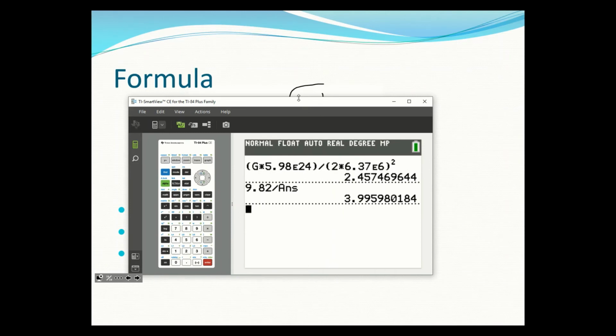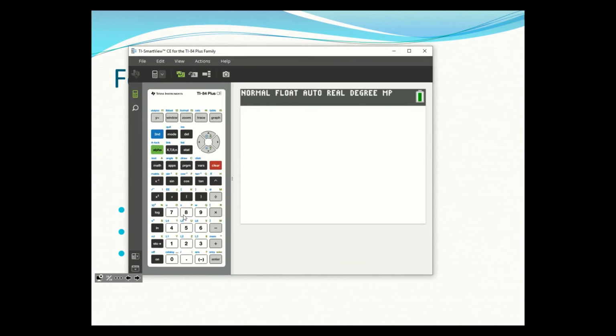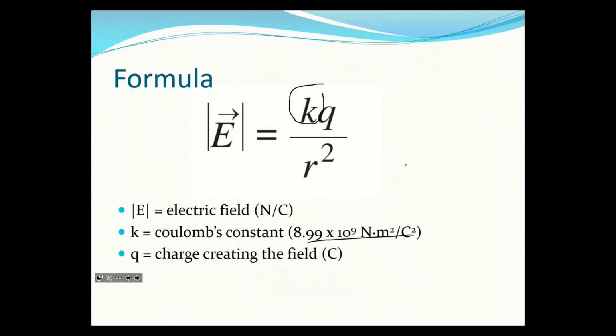Let me make this a little bit bigger. So we can store 8.99 times 10 to the 9. So we want to store that, so we push store, and we can store it as alpha K if we want. And now it knows what alpha K is. So charges in coulombs, distances in meters, it's really the same thing, right?